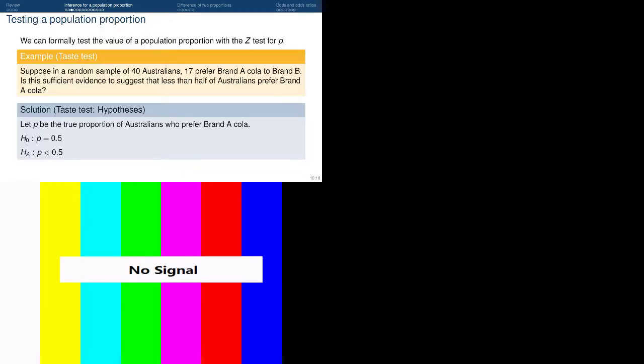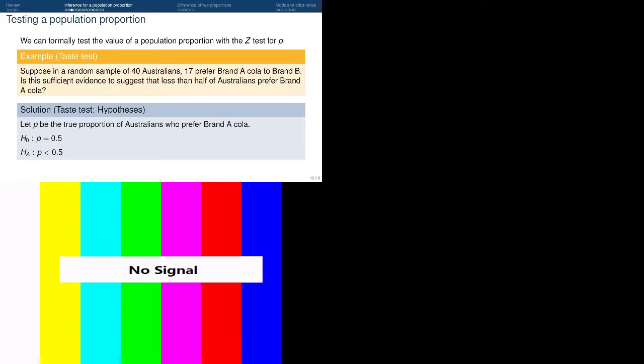So here we have an example. We can formally perform a hypothesis test doing a z-test for p. All right, and this z-test is hopefully familiar. This was the first sort of hypothesis test we looked at, and it's the exact same sort of test as what we're about to do. Just the calculations are slightly different.